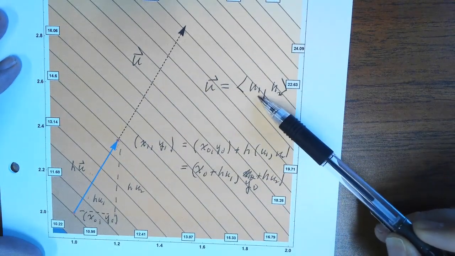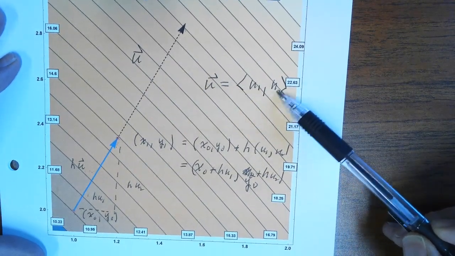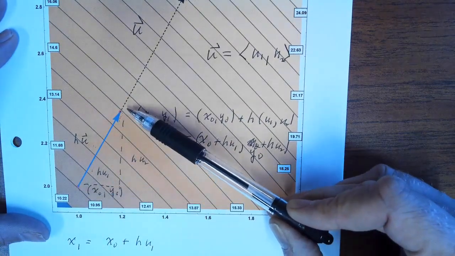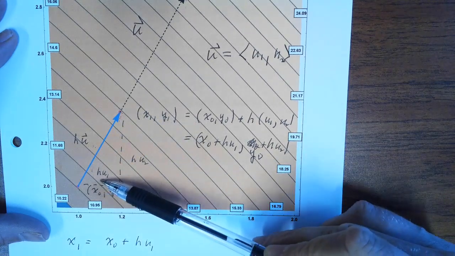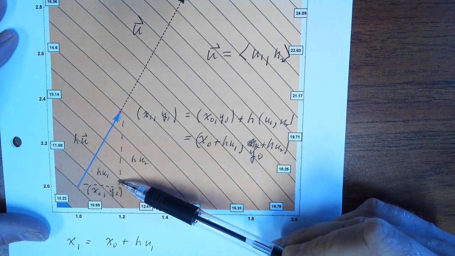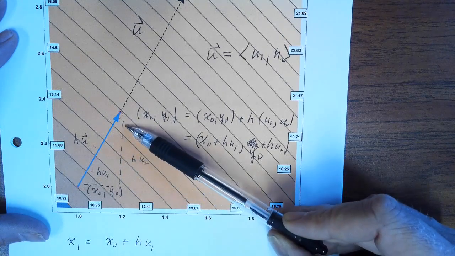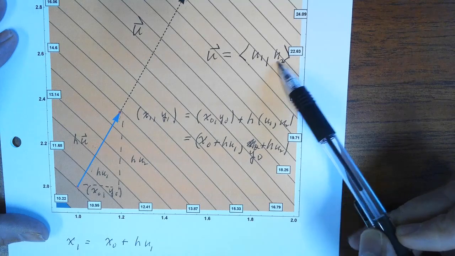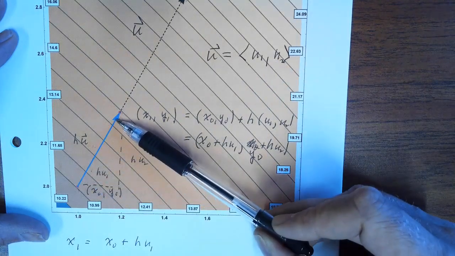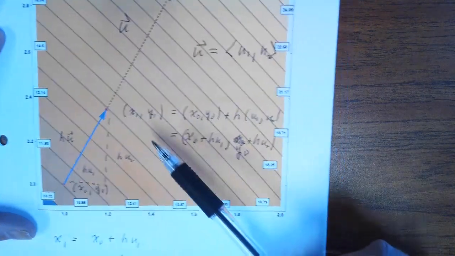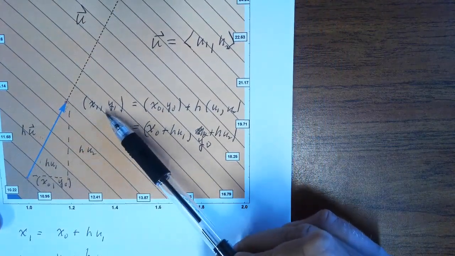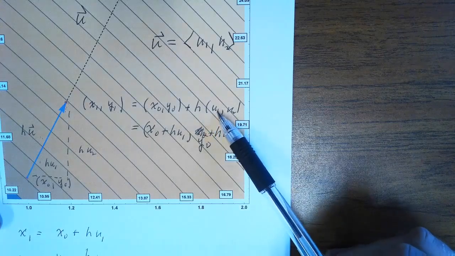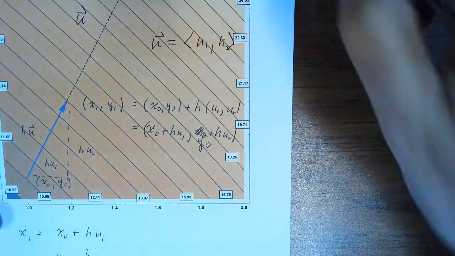The vector u has components u1 and u2 in general. So here's our point x naught, y naught. To get to this point right here, we move h times u1 in the x direction, and we move h times u2 in the y direction. That's because these are the components of u, and this vector has length h. So the coordinates of this point, which I'll call x1, y1, are given by (x0, y0) plus h times (u1, u2).